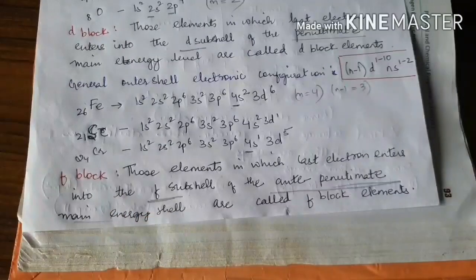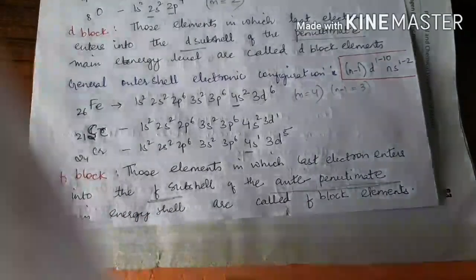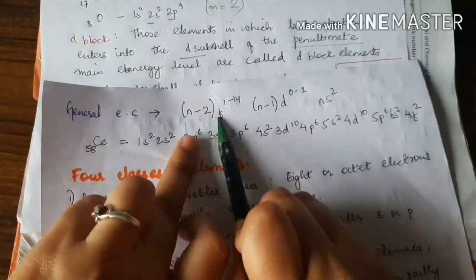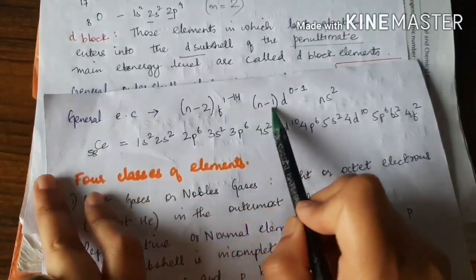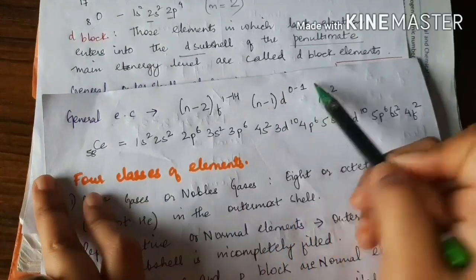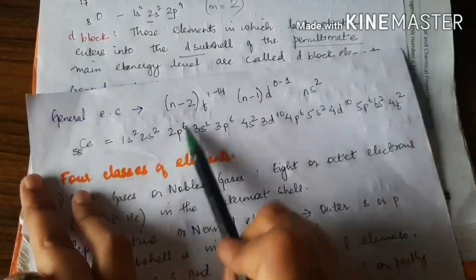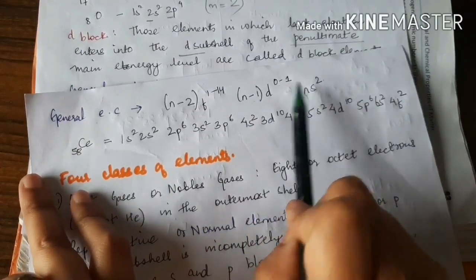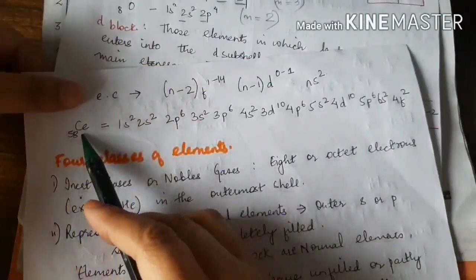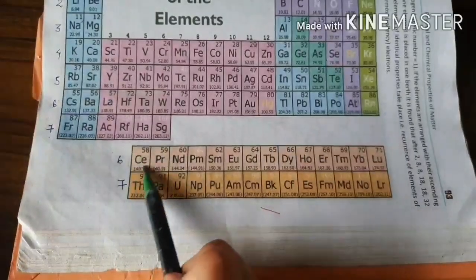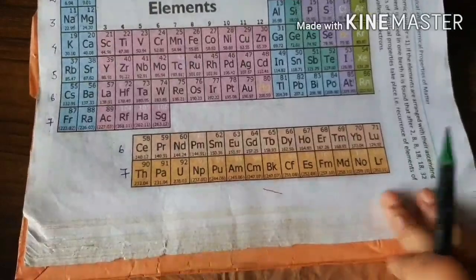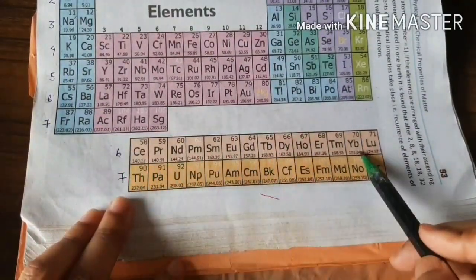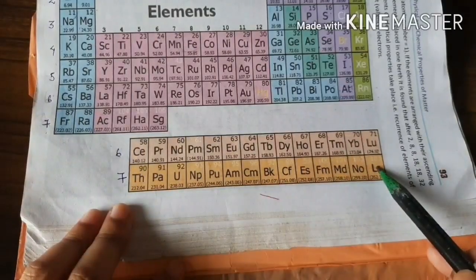So the f subshell enters the anti-penultimate main energy level. In the general configuration, it is (n minus 2)f, which can have 1 to 14, (n minus 1)d, which can have 0 to 1, and ns2. Here is the anti-penultimate, this is penultimate, and this is outermost. Let's take the example of cerium 58. Cerium is this one, f block. I hope you remember the sixth row in the f block is called lanthanides, and the one down is called actinides.